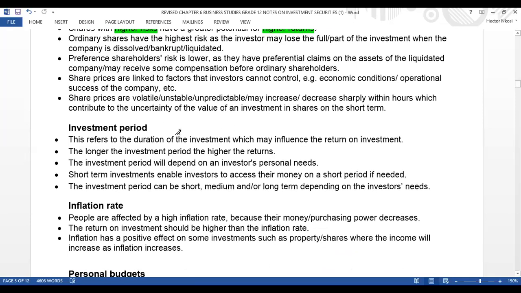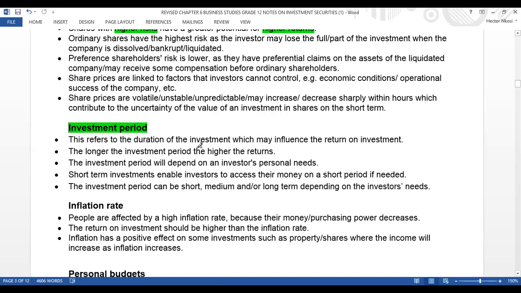Now, let's look at the investment period. Remember now that your investment period is the duration of how long you are going to keep your funds or your investments. As they say here in bullet number 1, this refers to the duration of the investment, which may influence the return on investment. The longer the investment period, the higher the returns.